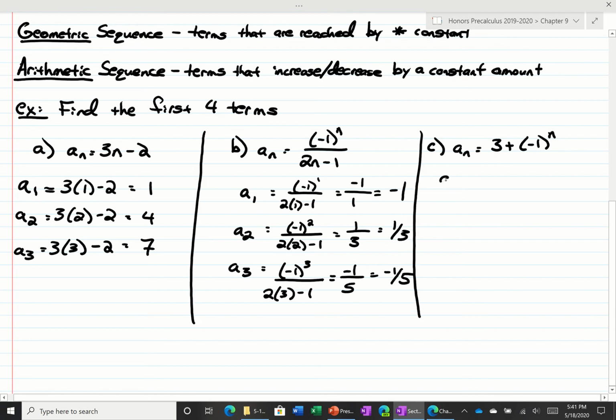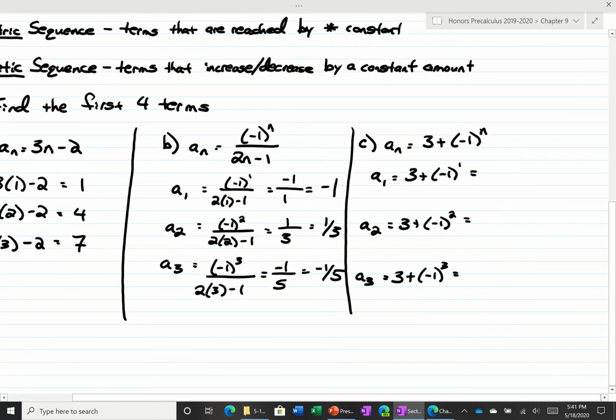And then for the last one, the first term, second, and the third term. 3 plus negative 1 to the first, 3 plus negative 1 to the second, and then 3 plus negative 1 to the third. All right, so this would be 3 plus negative 1 is 2. 3 plus 1 is 4. 3 plus negative 1 is 2. So this is going to oscillate between 2 and 4.